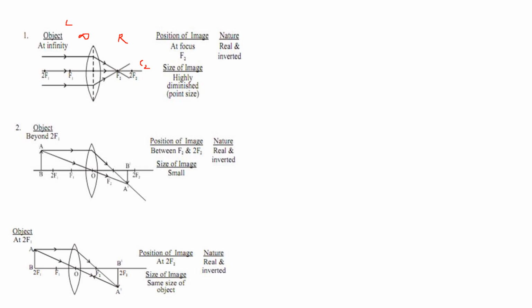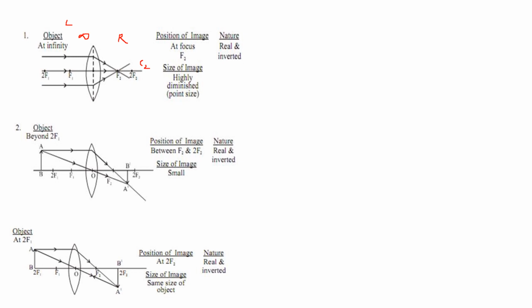Children, the cases which we are going to discuss in convex lenses are very much similar to the images which we discussed in concave mirror. So for concave mirror and convex lenses, the position and the nature of the images are absolutely same. But the way of drawing the diagram is different. Here we have got two focus and two center of curvature. Clear?